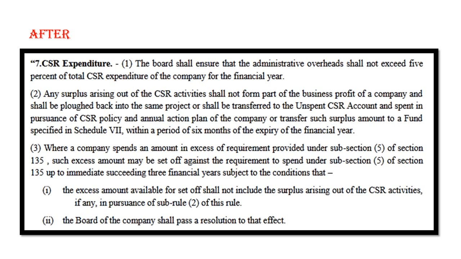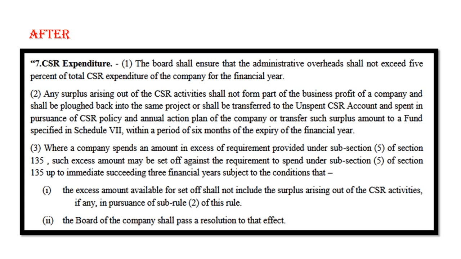Or you can even transfer it to a fund specified in Schedule 7 within a period of 6 months of the expiry of the financial year. So there are three things you can do with the surplus arising out of CSR activities: plow it back into the same project, or transfer it to the unspent CSR account and then spend it in pursuance of the CSR policy and annual action plan, or transfer it to the fund specified in Schedule 7. All these transfers you can do within 6 months of the expiry of the financial year.